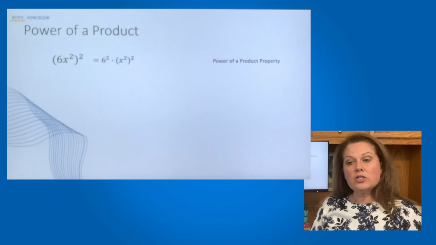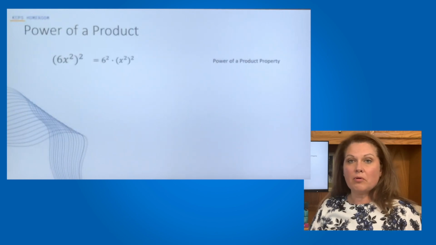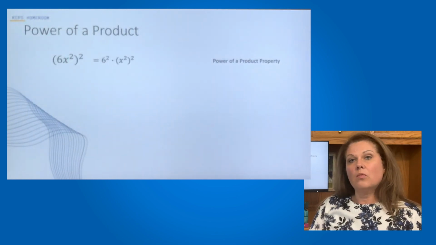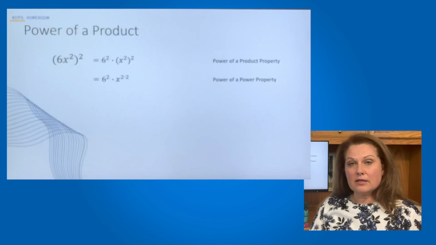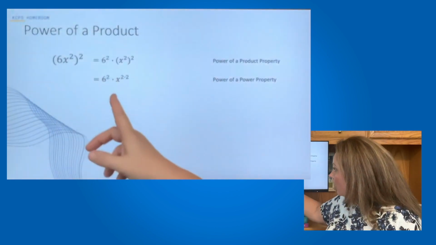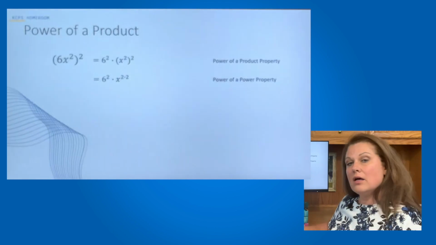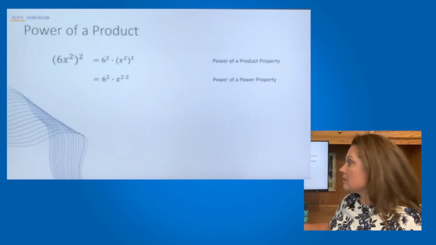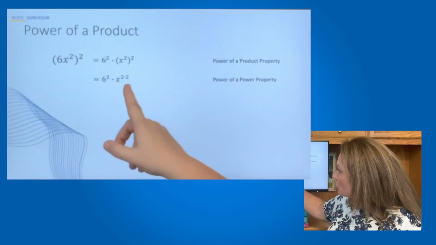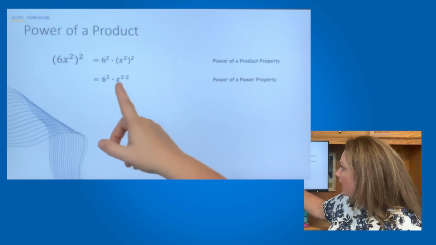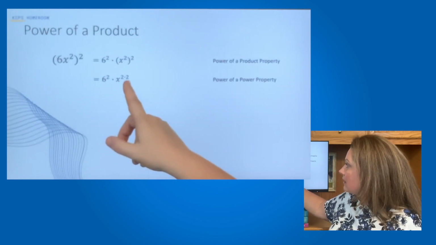The explanation for that would be the power of a product property. We're going to then continue. I'm just going to bring down my 6 to the 2nd power. I'll evaluate that in just a minute, but I want you to make sure you notice on the variable power I'm saying x to the 2nd times 2.